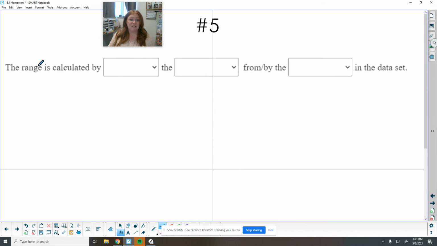Number 4, the range is calculated by, what do we do for range? So remember, range is the greatest number, subtract the smallest number. We take the smallest one away from the biggest one, and it tells me how spread out the data is. Bigger numbers, more spread out, smaller numbers, more consistent.